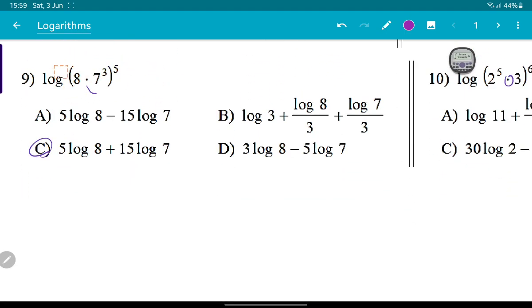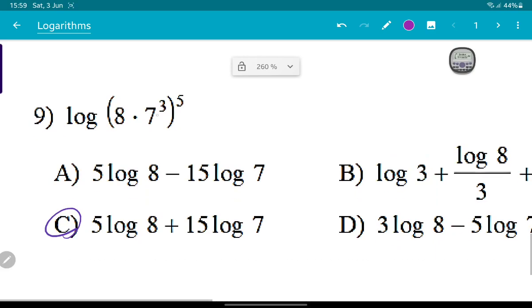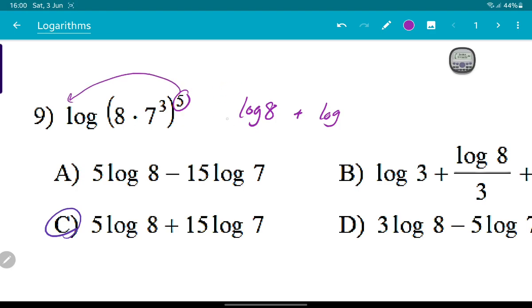Okay, here we said that multiplication, we divide in two logs, but with addition. We said that multiplication changed to be addition, and this is log 8. Before we expand, we need to move this power here, 5 log 8 and 5 log 7 power 3. Then this stays the same, and 7 power 3, the 3 is multiplied by 5 because we move all powers. 15 log 7.